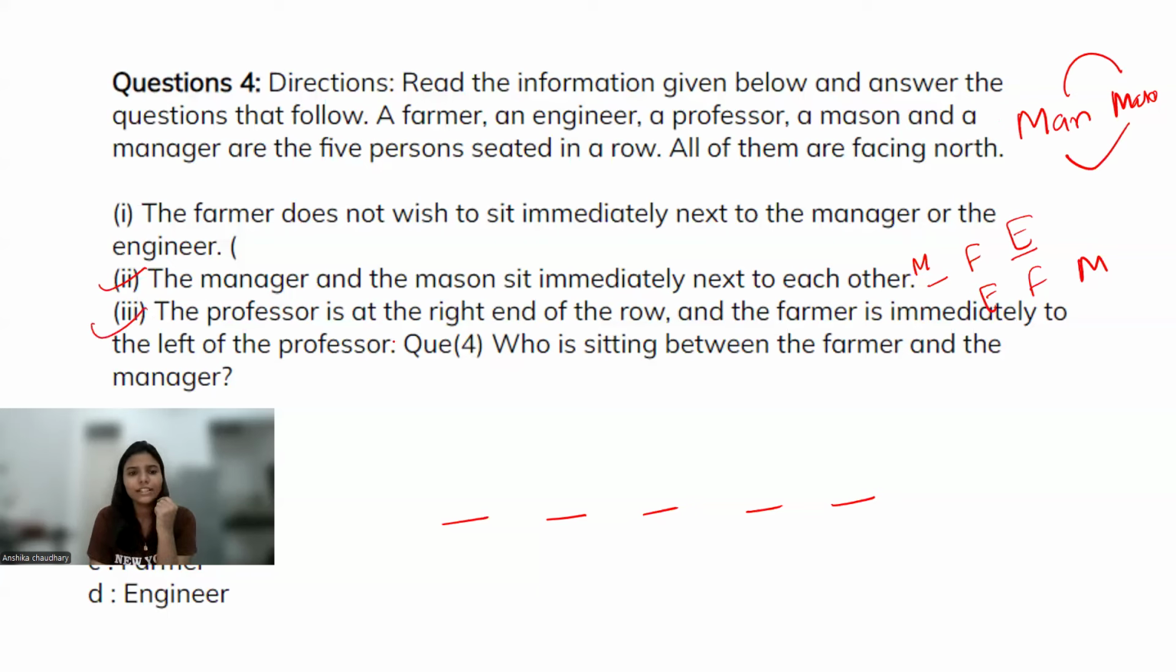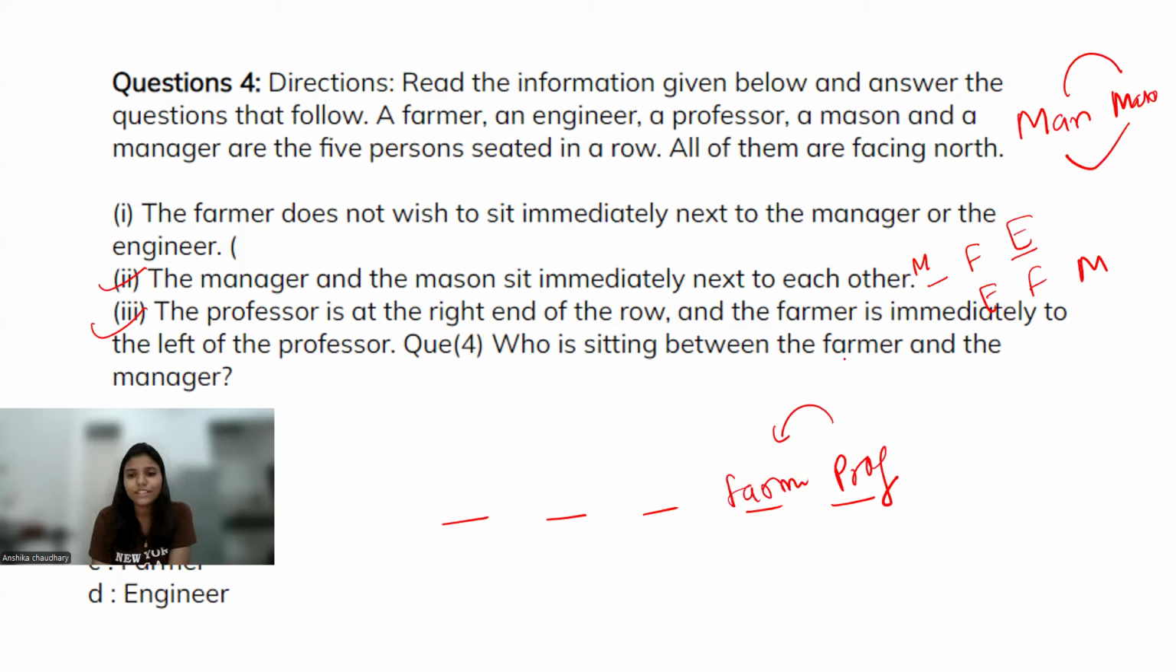Okay. Now the third is the professor is at the right end of the row. So this is the right end of the row. So professor is here only. So we will fix the position of professor. And the farmer is immediately to the left of professor. So if professor is here, the immediate left of this will be farmer's place, right?